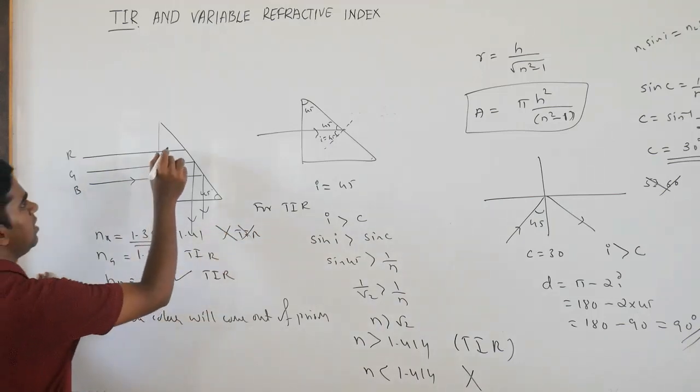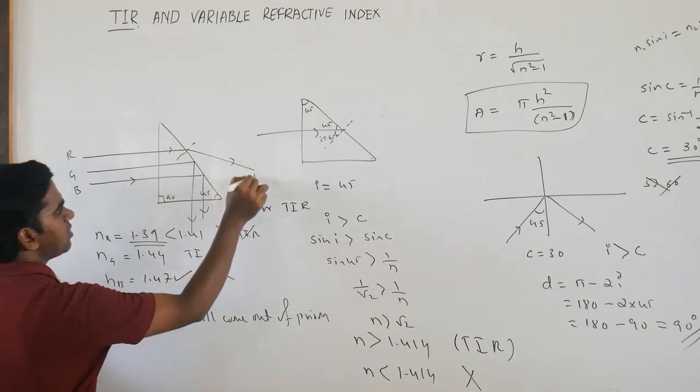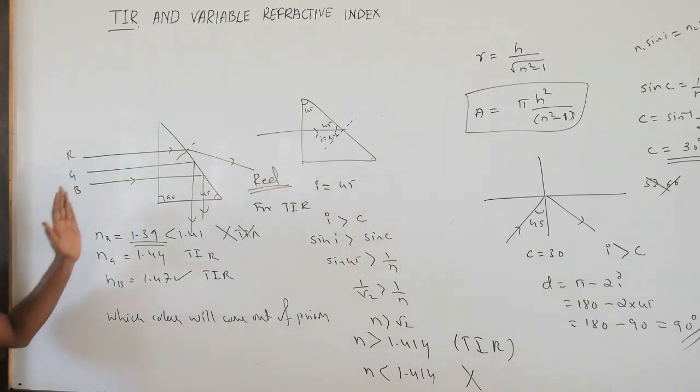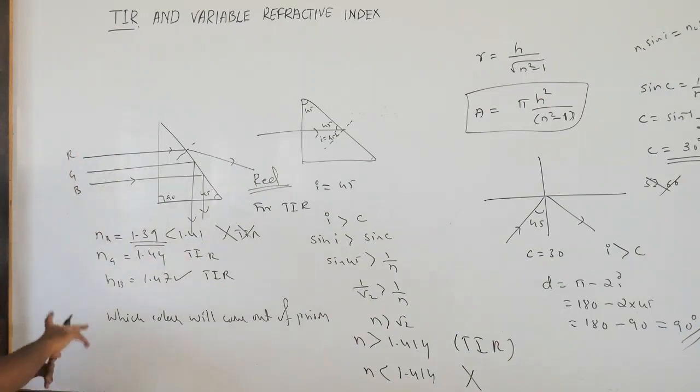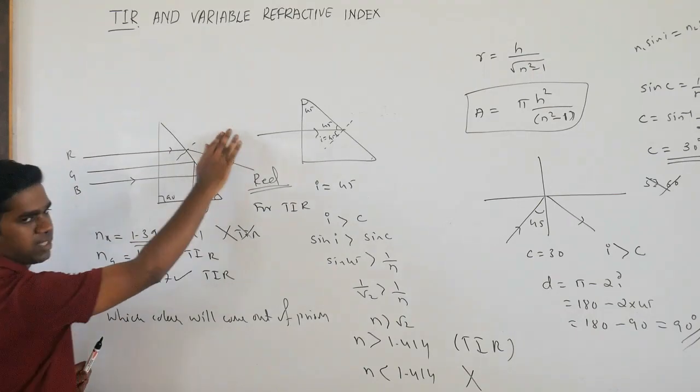So what will happen? This ray will get refracted. So outside, which color will you get? You will get the red color. The remaining green and blue colors will undergo total internal reflection, so you cannot see those colors outside. Okay.